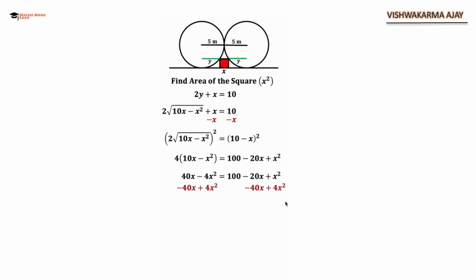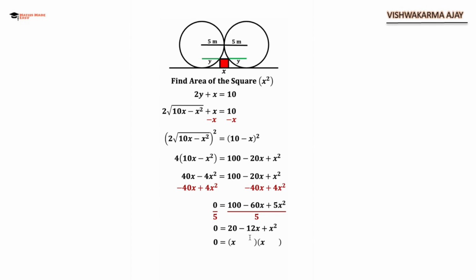And then we can subtract this stuff from both sides so we can set it all equal to 0. Let's bring down the 100. Negative 20x minus 40x is negative 60x. And x squared plus 4x squared is 5x squared. All 3 of these coefficients are divisible by 5, so let's do that. We end up with 0 equals 20 minus 12x plus x squared. And then we can factor this.